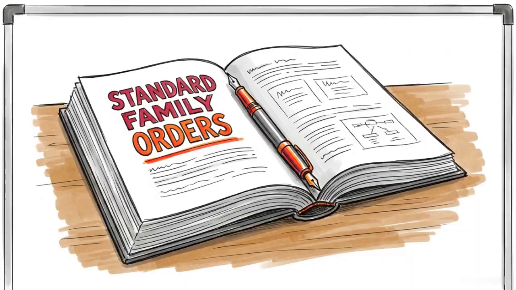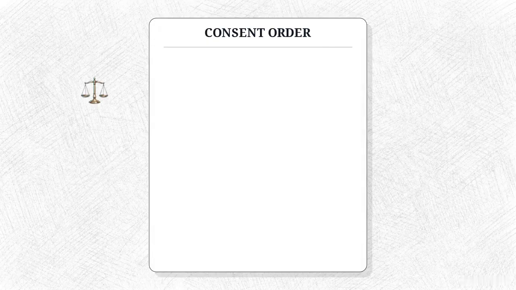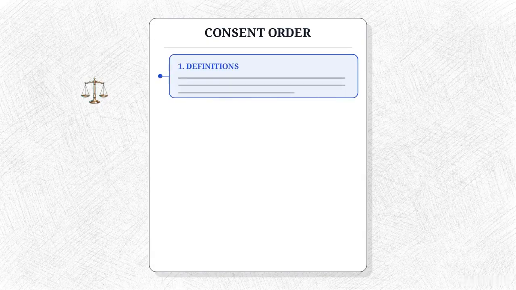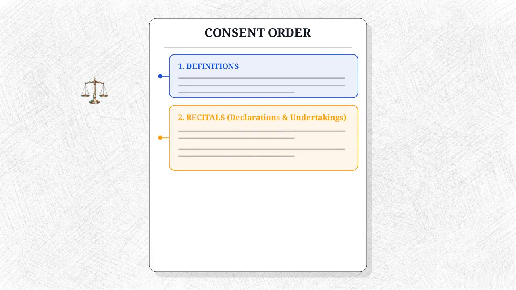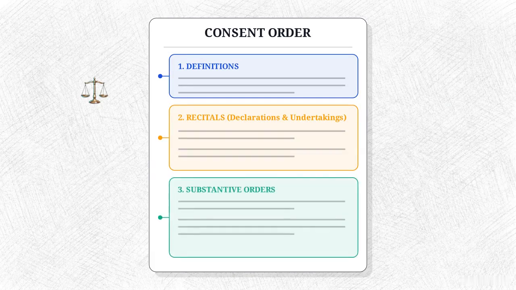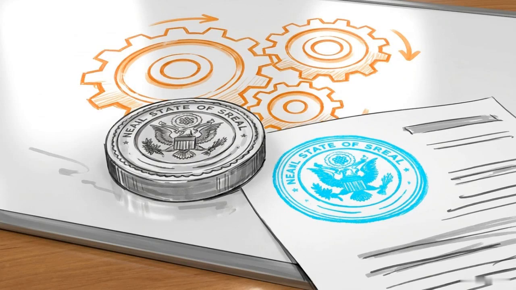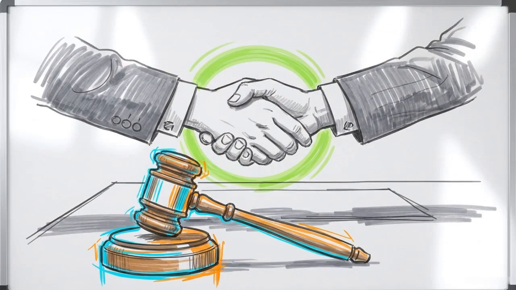Justice Peel. The document must be perfectly structured, clearly separating definitions, recitals for declarations and undertakings, and the substantive, enforceable orders. A properly drafted consent order proves that the Part 9 procedural engine worked. It replaces the risk of a final trial with a binding agreed resolution.